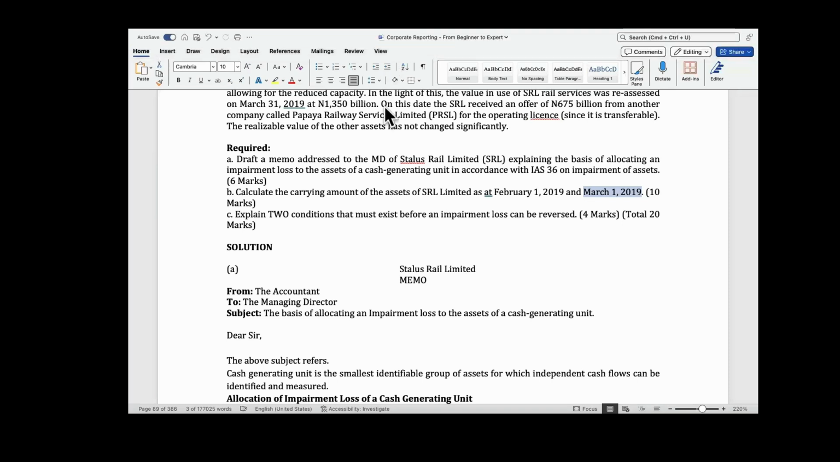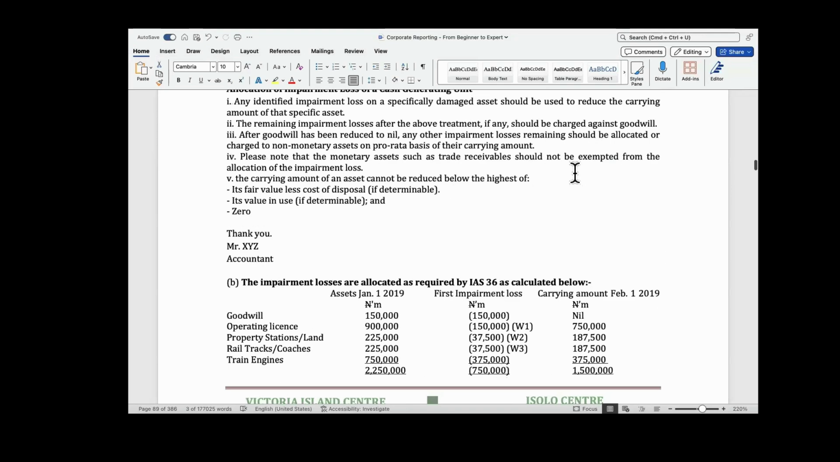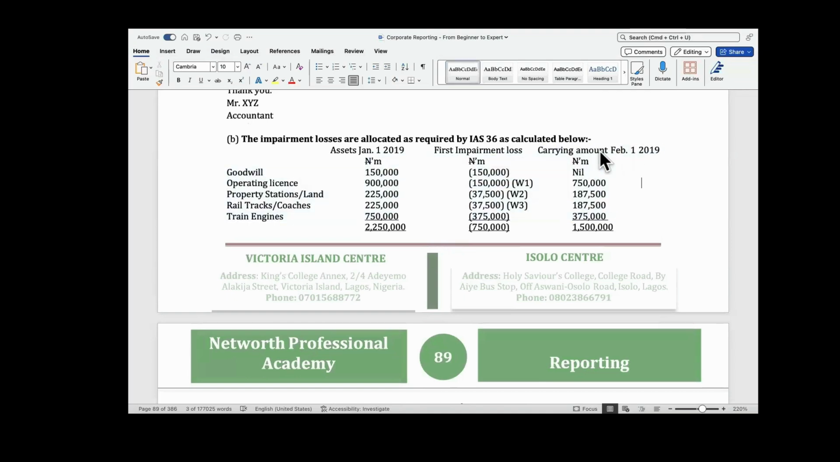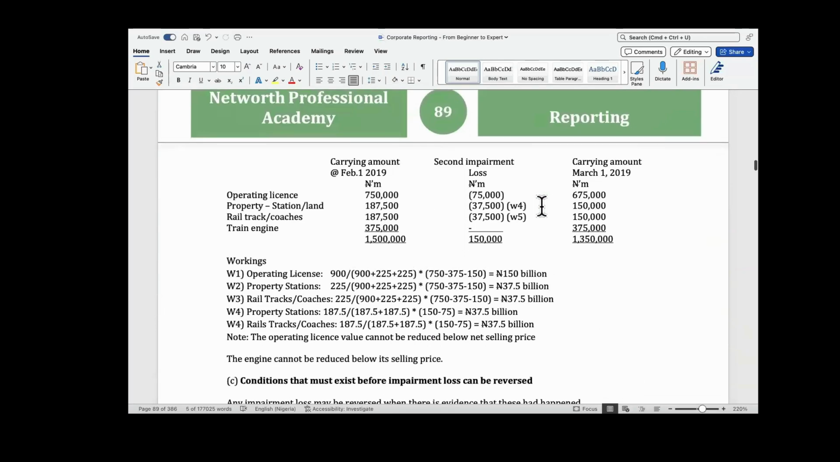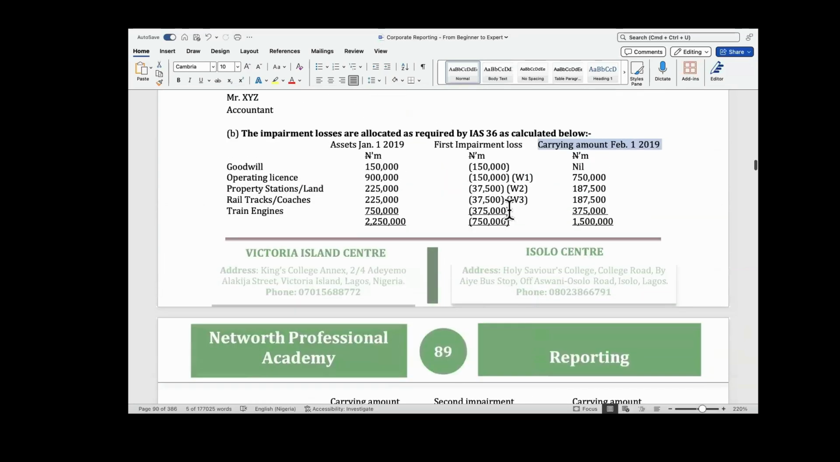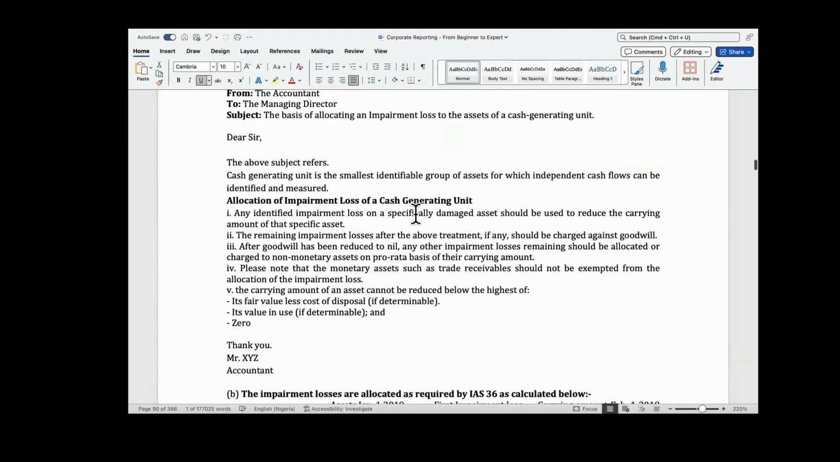So, now let's get that of March. Since we now have a new value in February, we'll continue from February. So for March, the figures in February, I'm bringing them down here. Goodwill is now 0, so I'm starting from operating license, property, road tax, and the remaining one twin engine, whose value is 1.5 million.